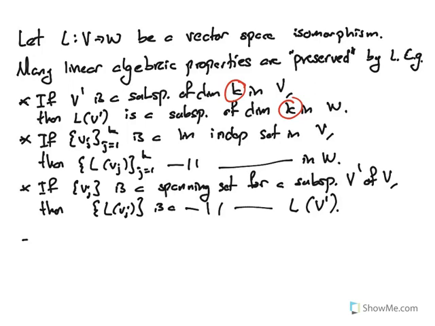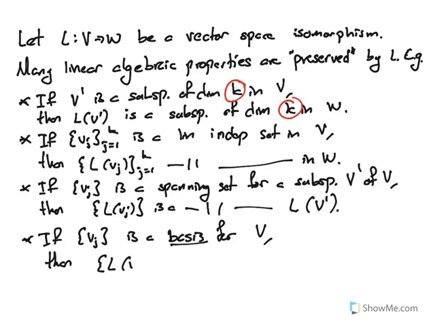If you have a basis in V, then the images of these vectors form a basis for W. So in other words, a vector space isomorphism preserves a linearly independent set, it preserves the property of being a spanning set, and therefore it preserves the property of being a basis.